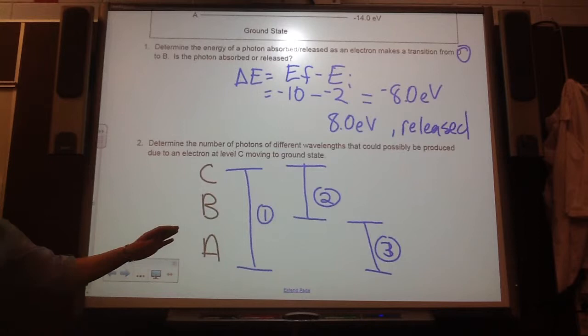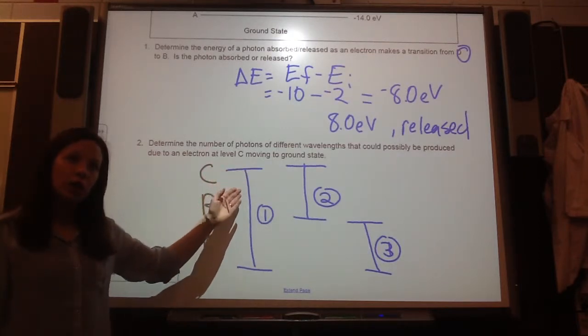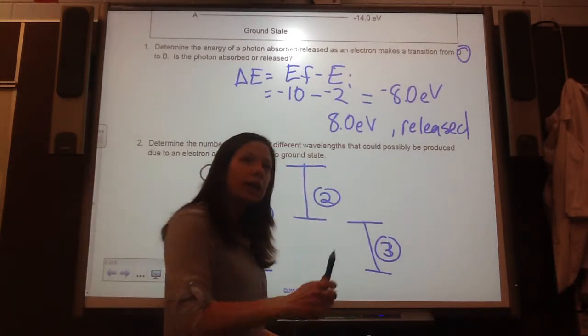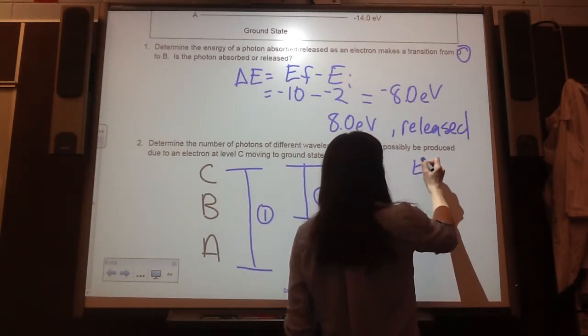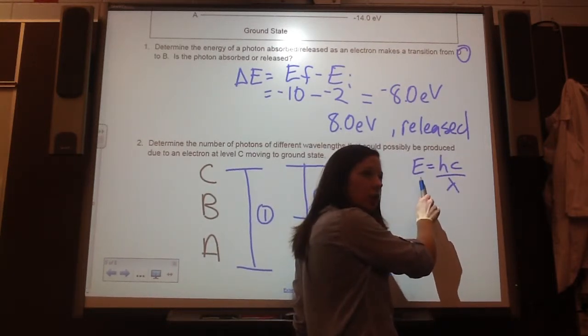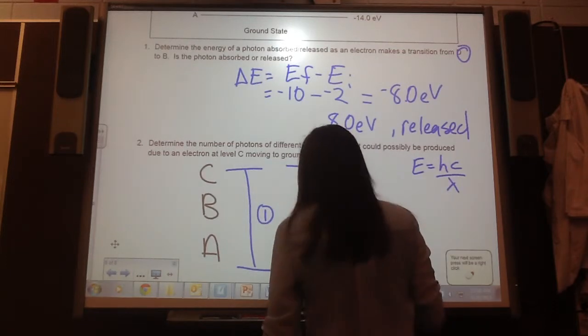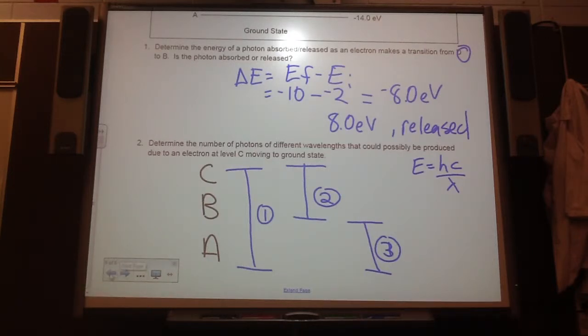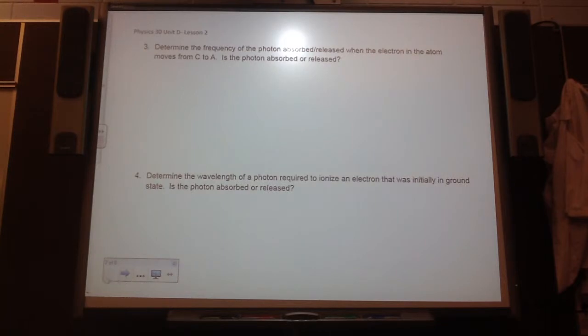Because think about it, this is the change in energy of a photon. If we think about it, we have E is equal to hc over lambda. The energy of each photon is going to influence its wavelength. So there are 3 different possible wavelengths that can be released, because there are 3 different scenarios, or three different step-involving scenarios, to get from C to A.